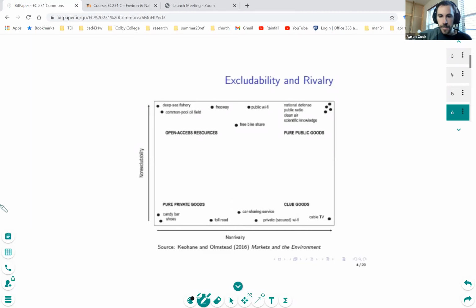Something like private Wi-Fi. Again, you have to have the password, the subscription, to have access to that Wi-Fi. And it's a little bit rival because if you have a lot of people on the private Wi-Fi, even if you're all paying for it and have access to it, too many people can make it slow down, and in that case it gets to be a little bit rival.